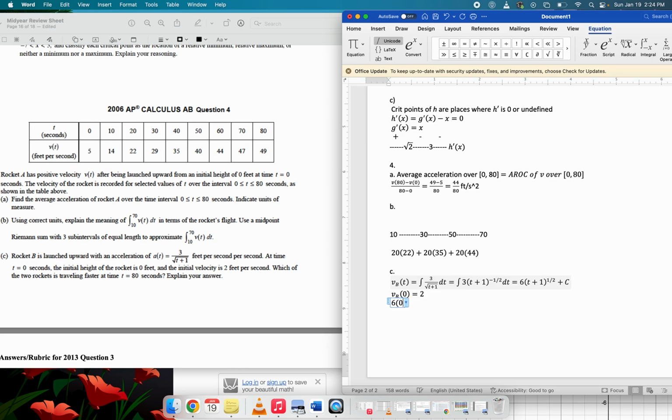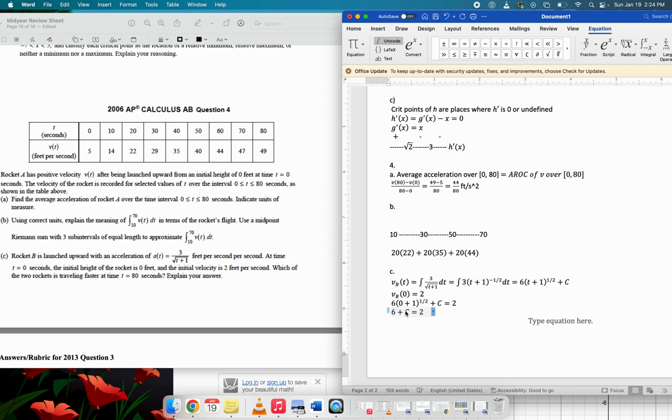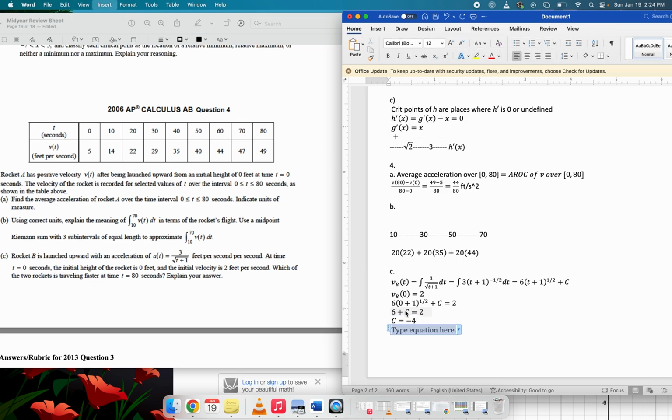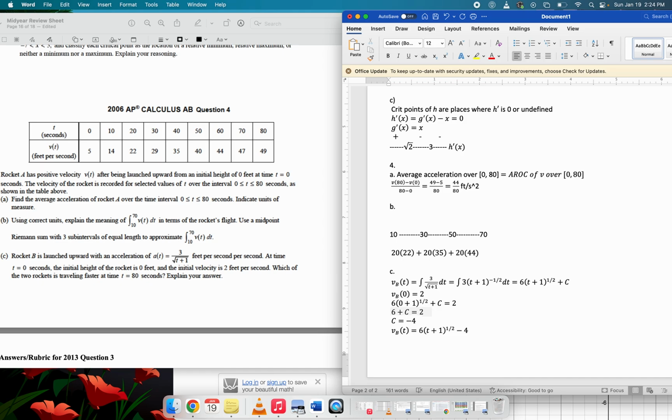So 6 times 0 plus 1 to the 1/2, plus c should be equal to 2. 0 plus 1 to the 1/2, that's just 1. So that whole first term is just 6. So 6 plus c equals 2. So I think that c is going to be negative 4. So therefore, the velocity function for rocket B is that guy right there.